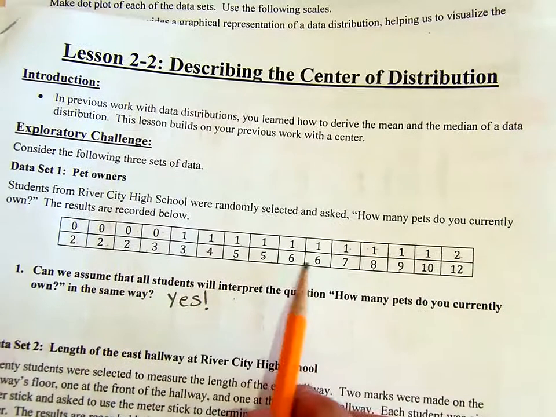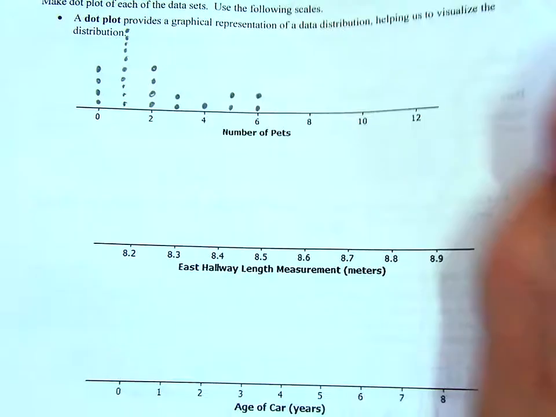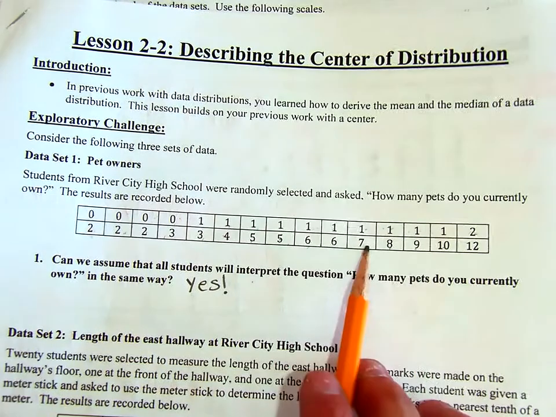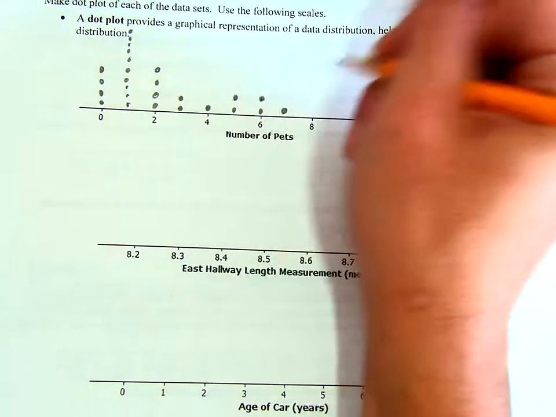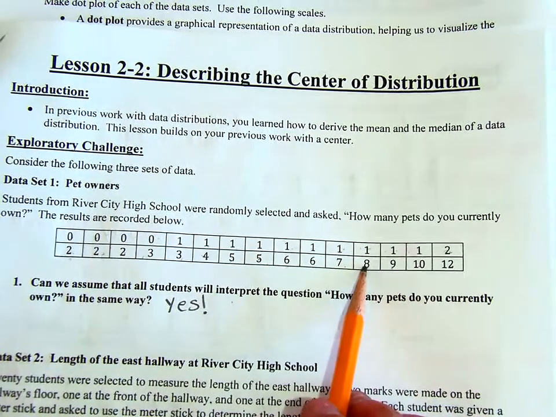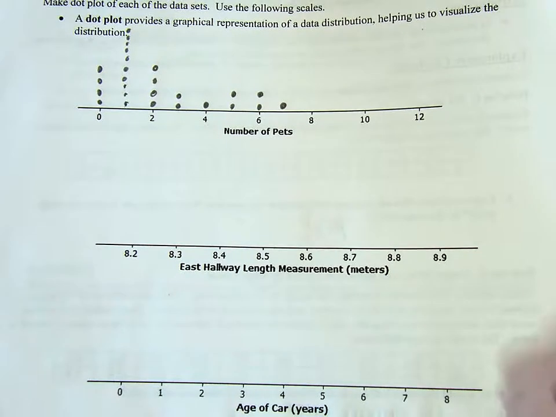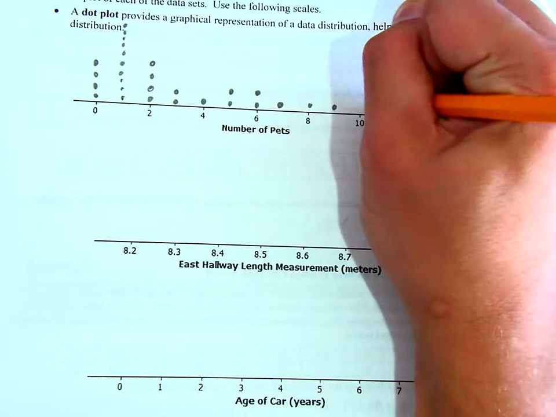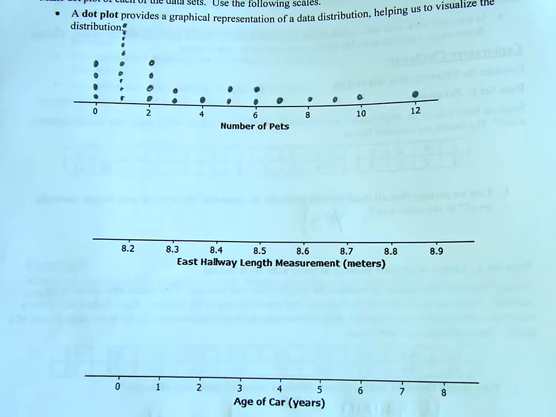Okay. How many 6s do we have? We have 1, 2 6s. So we're going to go at 6, 1, 2 6s. How many 7s do we have? Well, we just have 1 7. And then we should have how many 8s? Just 1 8. And 1 9, 1 10, and 1 12. So let's go through and put that in. 1 8, 1 9, 1 10, and 1 12.